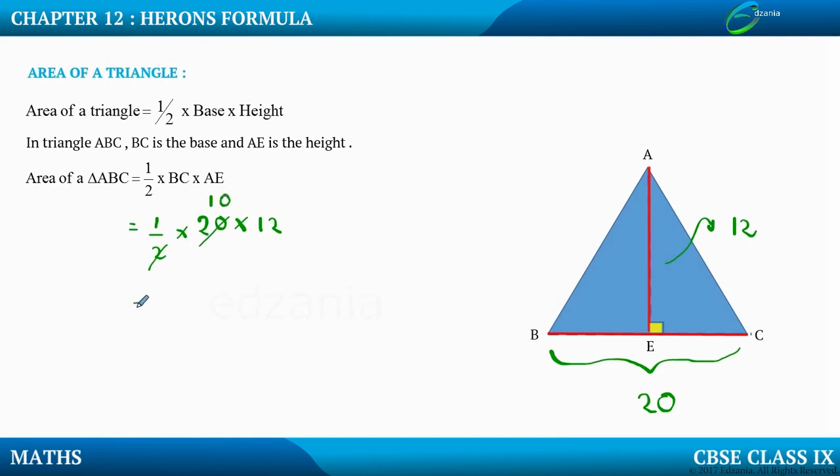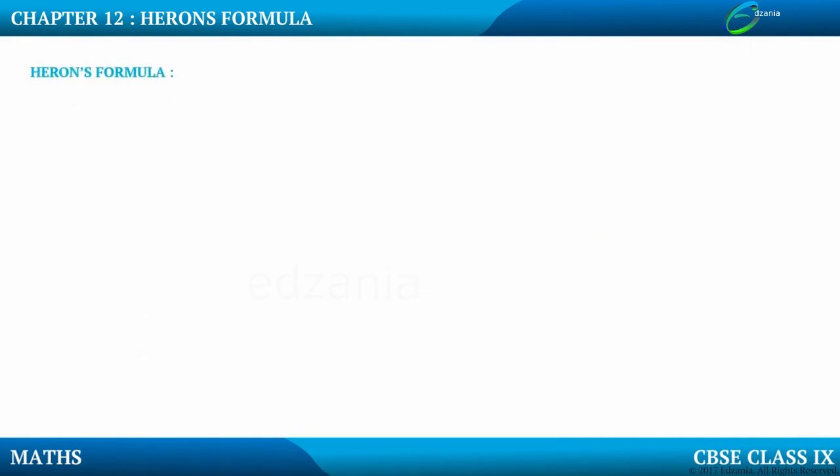What we get in the next step? We get 10 multiplied by 12. So how much is 10 into 12? 120. So area of this triangle is 120 square units. So this is the way to find out area of triangle. Half into base into height. Let us move on further.